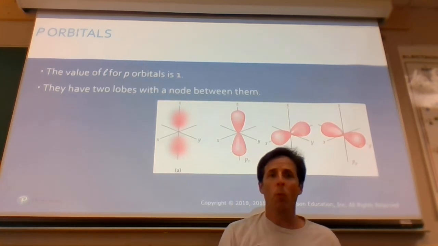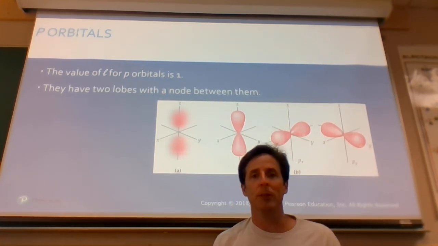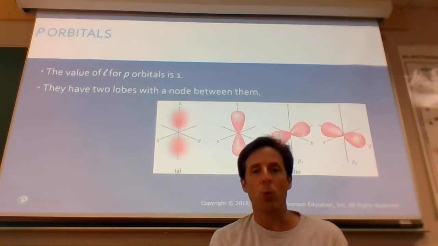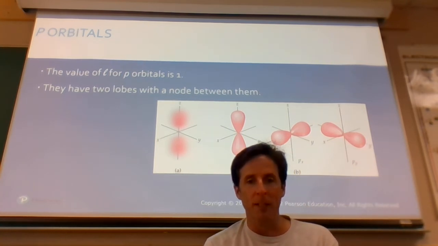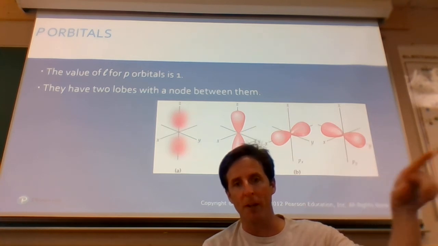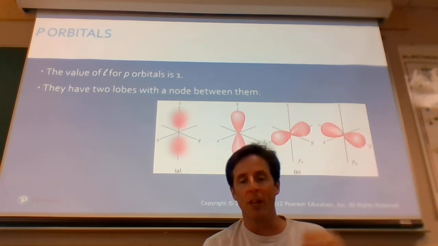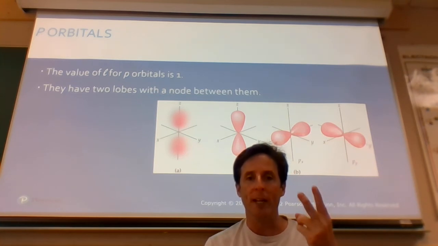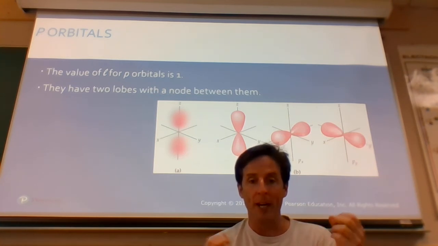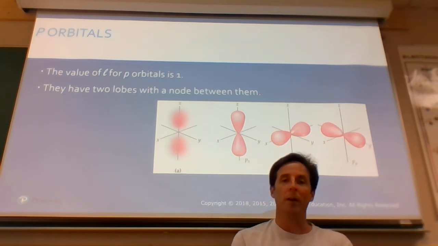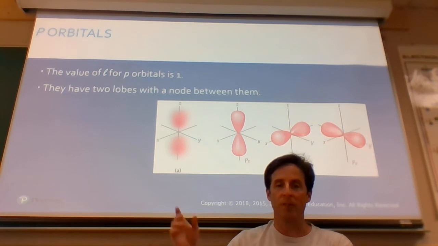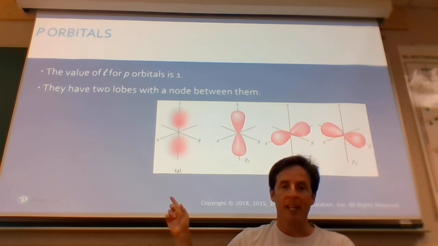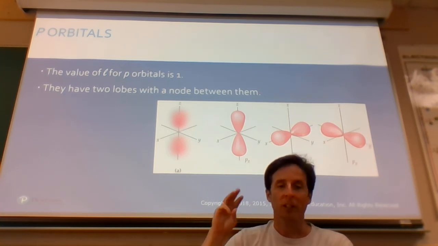Now, when we do math, sometimes we do calculations, and if you remember the quadratic equation, negative b plus or minus the square root of b squared minus 4ac, all over 2a. When you solve the math for that equation, you get 2 answers. And both answers are correct. Okay? Well, mathematically, when a physicist derives the equation for a p orbital, he or she gets 3 solutions to the equation.